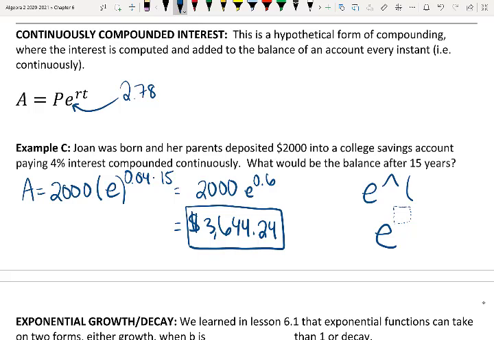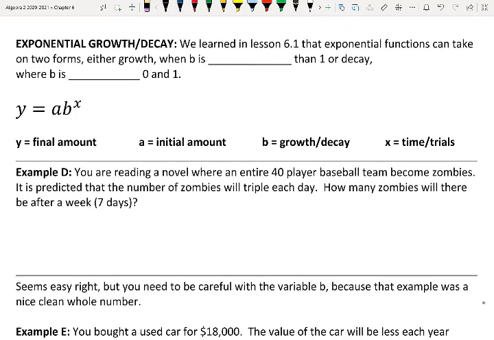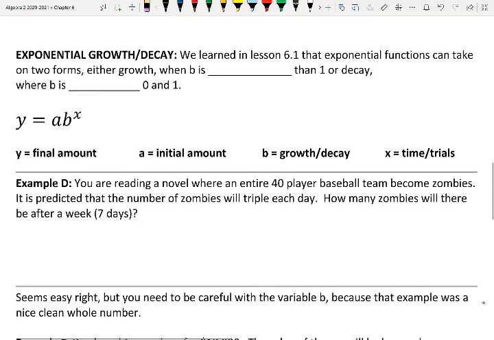So you can see really how powerful and how impactful that continuously compounding interest is, which is why no banks will ever give it to you, because that would be too good for us. Okay, so flip it on over to the backside here.